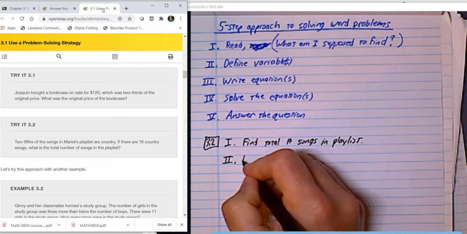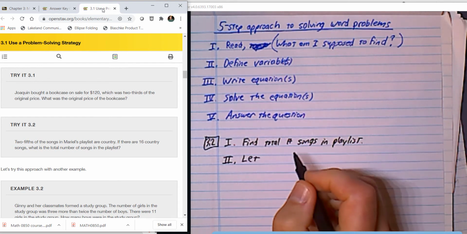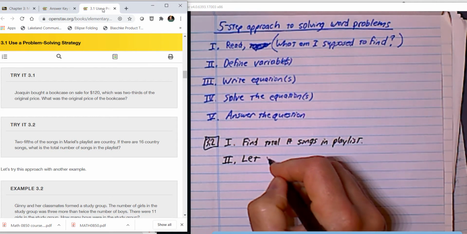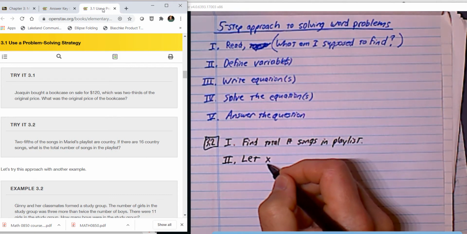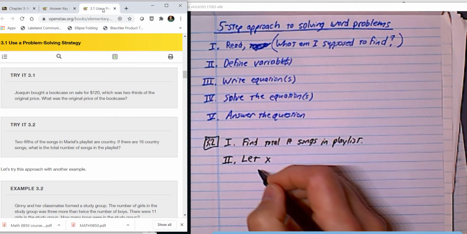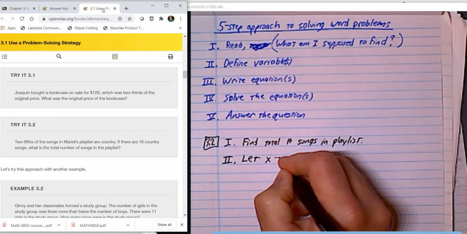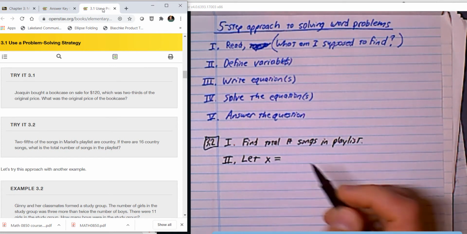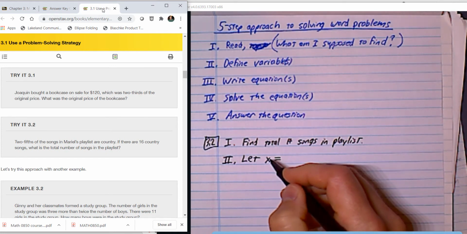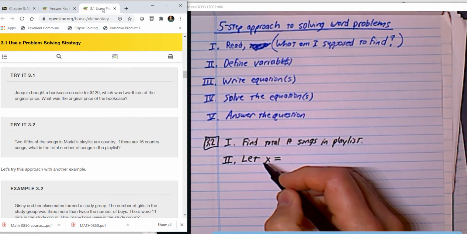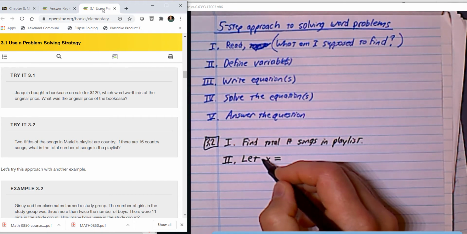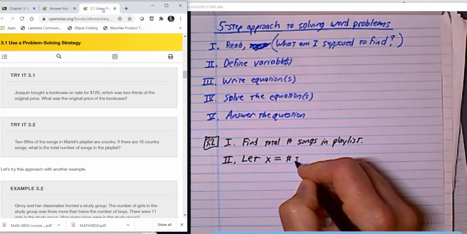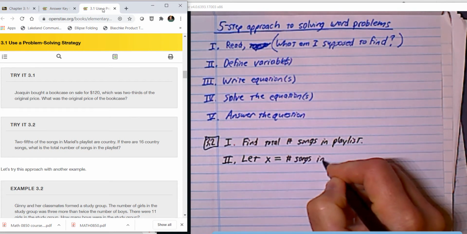Define variables. The way we do this, at least the one method we use, is we use what are called let statements. Let x, you don't have to use x. You could use a different letter if you want, but this is probably the most common variable used. Equal. Really, the way you should read this is "let x represent," and x, of course, it's a variable, it represents a number. So you should say what it represents, and you can use step 1 to help you. It's going to represent the number of songs in the playlist.